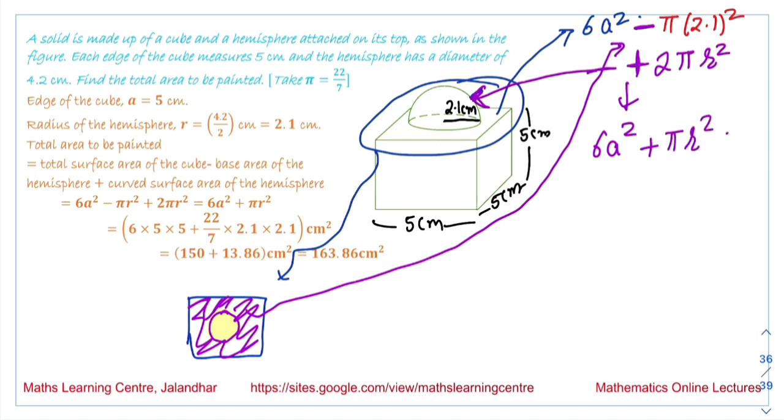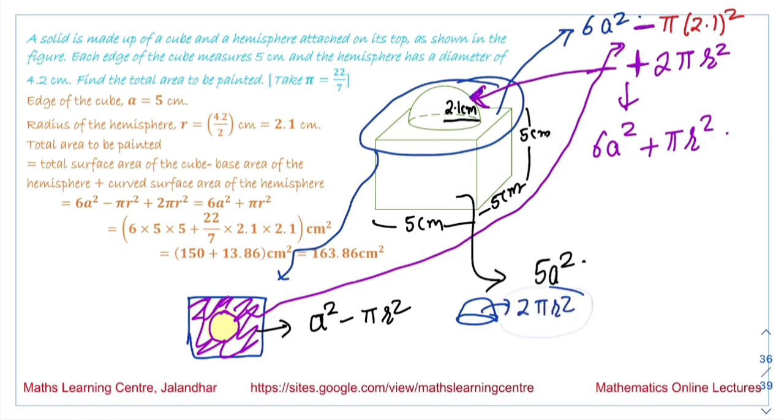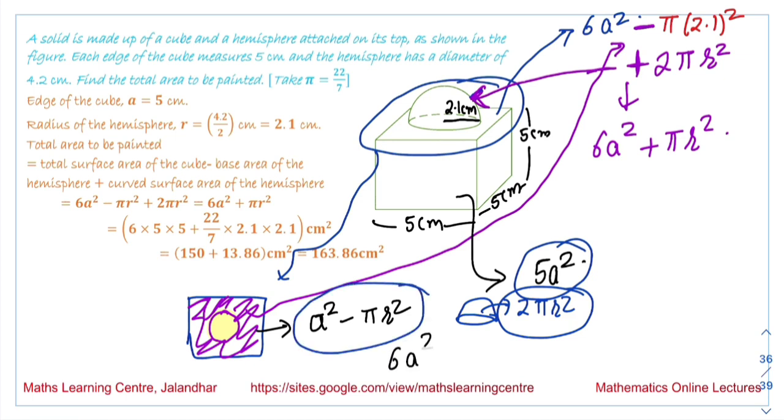You can understand the same thing in this form: we have 5 faces of this cube, so it is 5a square. When we talk about this top portion, its area is a square minus pi r square, and the area of the hemispherical part is equal to 2 pi r square. So it is 2 pi r square plus 5a square plus this. When we add all these values, we get 6a square plus pi r square. This is the value we are talking about.